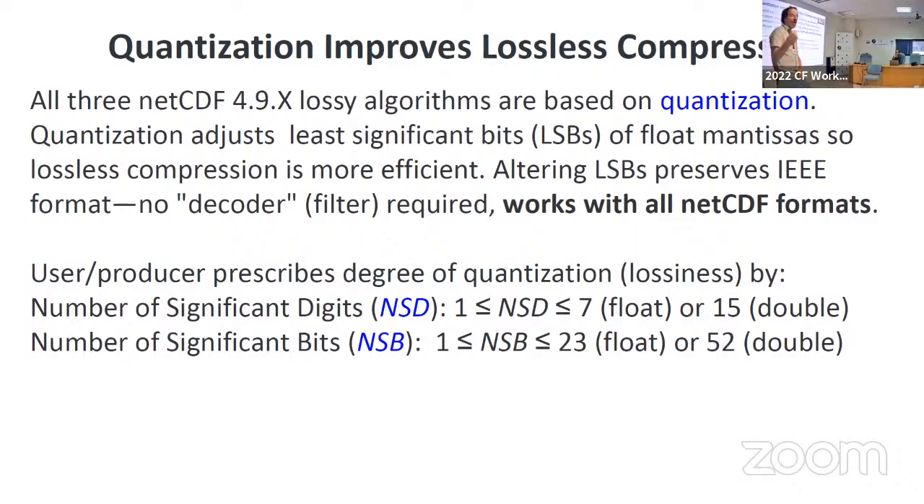You must prescribe how much quantization you wish to do. And the two methods that the netCDF library supports depend on the algorithm. Two of the algorithms take a number of significant decimal digits, and one of the algorithms takes a number of significant bits. For single precision, you have about 7 digits you can deal with, and 23 bits, and then double precision is more. So those are the ranges that you can prescribe for your lossiness.